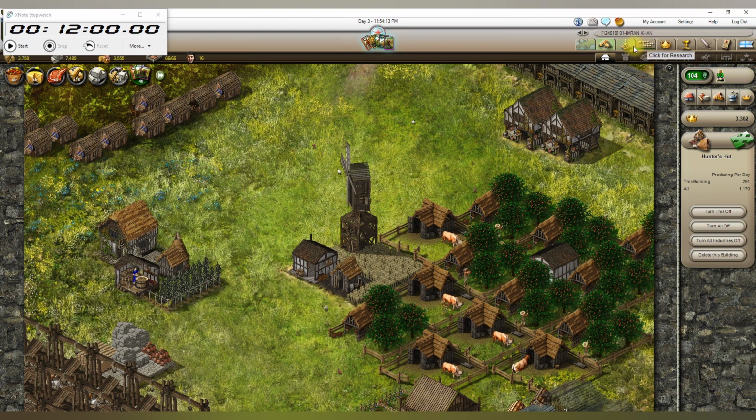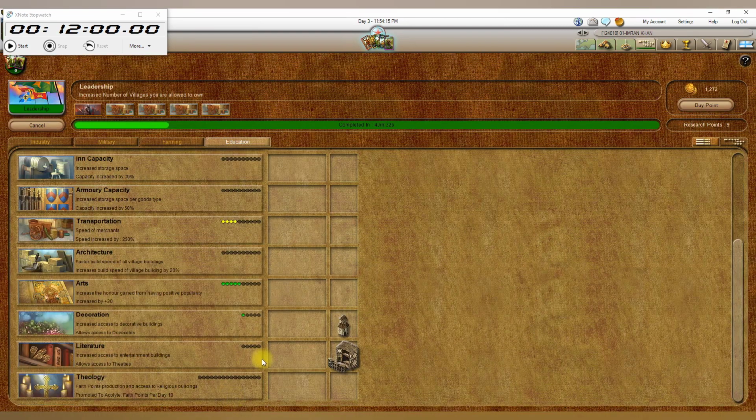And I will also be researching the arts with the passage of time. But the first thing I need to do is transportation. Transportation is the speed of the merchants. If I don't do this, my merchant will take 15 minutes to get from the village to the market.